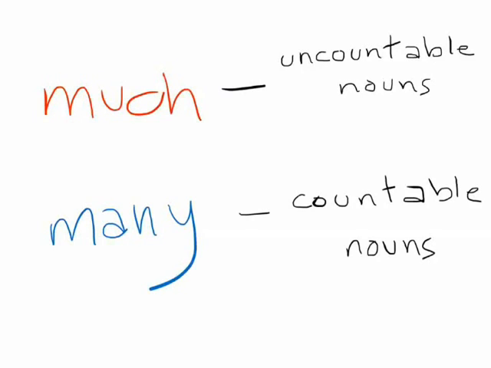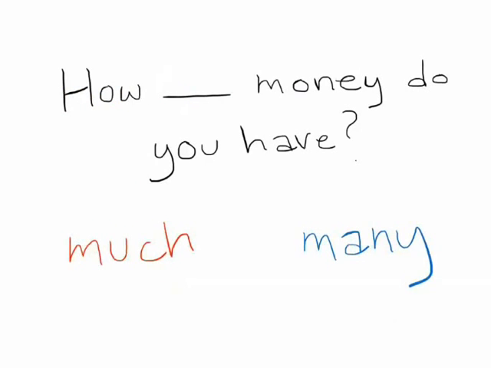And that's it. So let's see if we can solve the original problem now. Is money a countable noun or an uncountable one? Have you heard its plural being used? Monies? No, it doesn't exist. Therefore, it's an uncountable noun. And therefore, much is the correct answer.